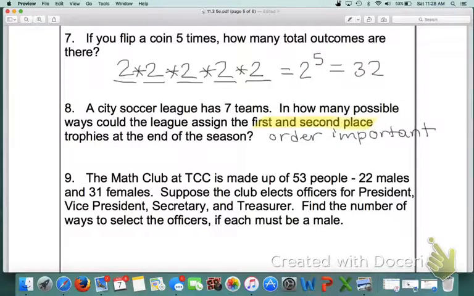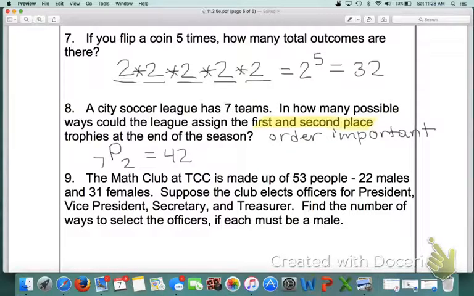Okay. So we have 7 teams that are in the league, and we're only going to pick 2 of those teams, one for first and one for second. That's going to tell us that there are 42 different ways we could hand out those first and second place trophies.